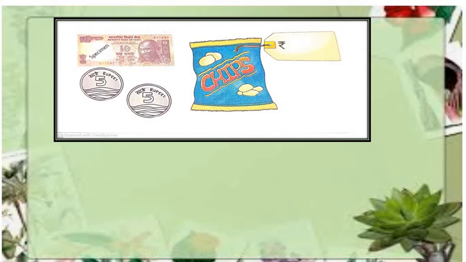10 plus 10 we can say in other ways is 5 plus 5, 10. And we have one 10 rupee note. So 10 plus 10, 20. The amount or price of this packet of chips is 20 rupees.